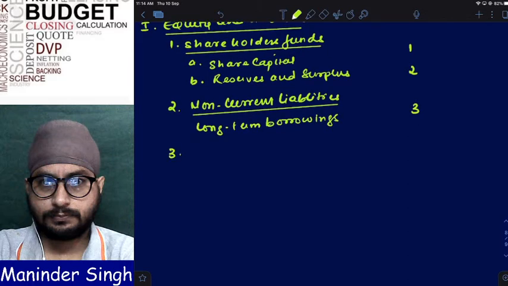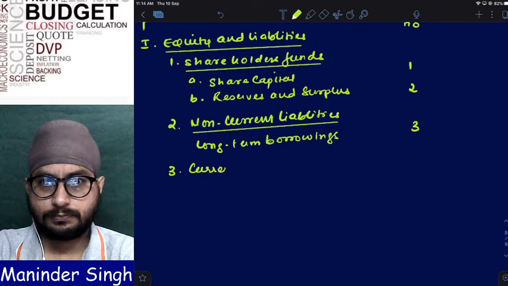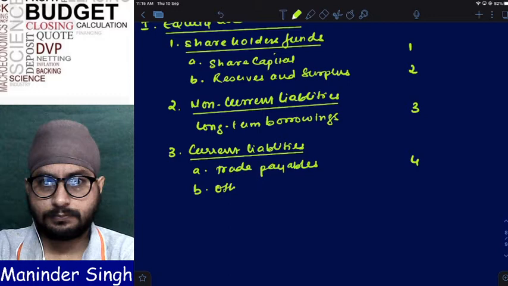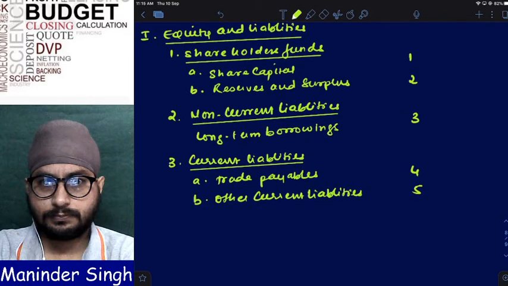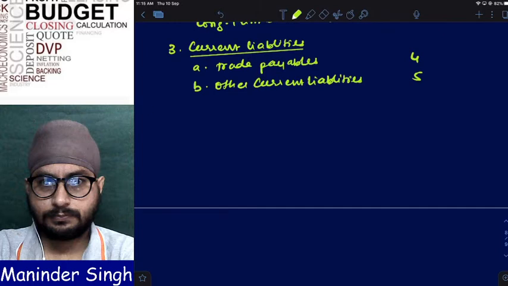Then we have current liabilities. Clear? Under current liabilities, we had only two things. One was trade payables, that is note number 4, and the other one was other current liabilities, note number 5. Clear? So we have share capital, reserves and surplus, long-term borrowings, trade payables, other current liabilities. Next, then we have assets.